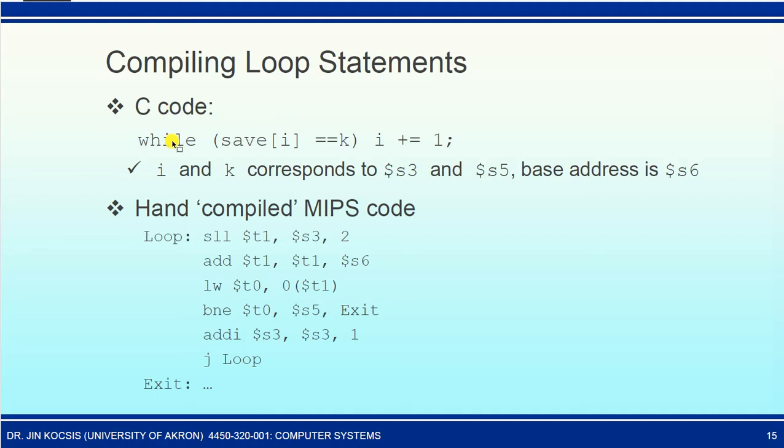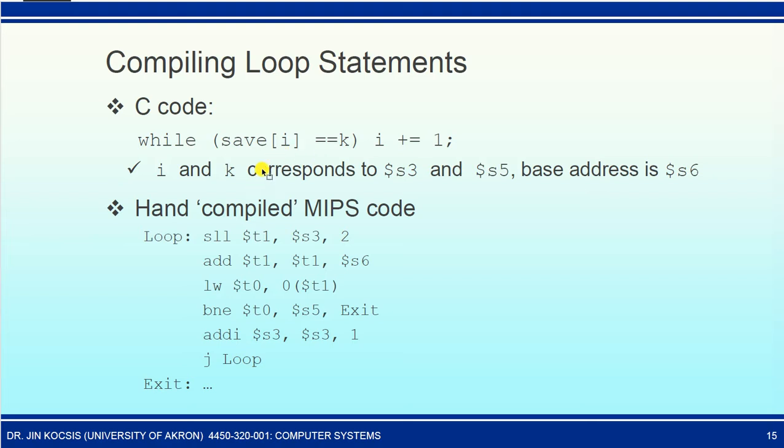Okay, so we say while save[i] is equal to k, then I will do i equals i plus 1. I and k are two high-level variables stored in S3 and S5, and the base address of this array save is in S6. Now we try to represent the assembly language corresponding to the high-level language. In today's class, I will present one more straightforward way of writing the assembly. In the slide, they show the other way also. I want to leave this for you to think about, and then we will explain next class.